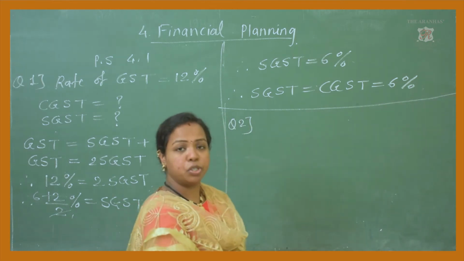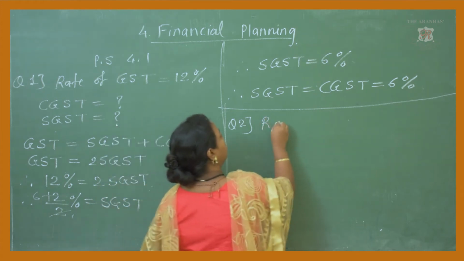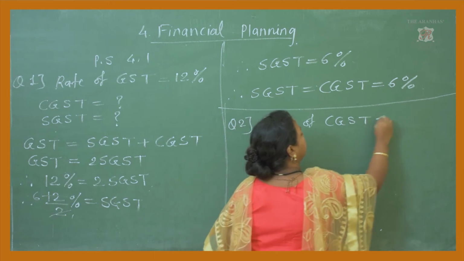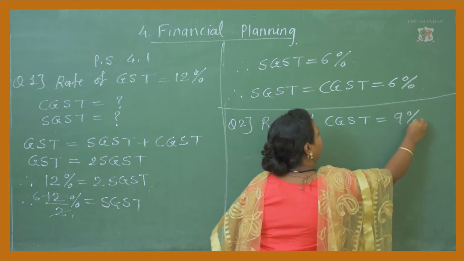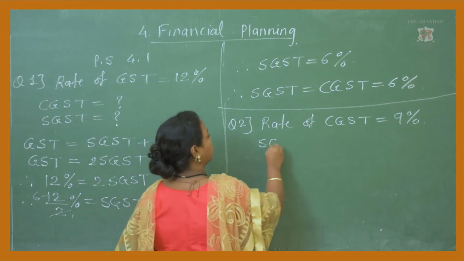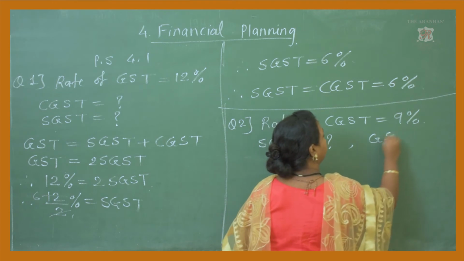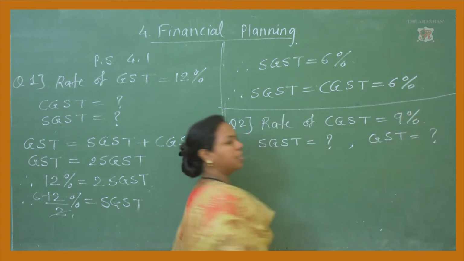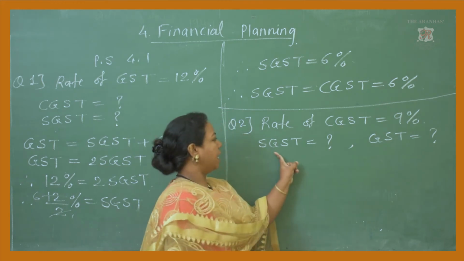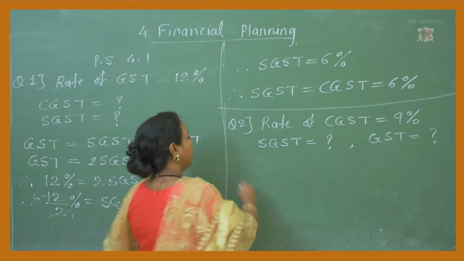For question number 2, first of all, write what is given. CGST rate is given. It is 9%. And what we have to calculate? It is SGST and GST. Now see that. We know the relation: CGST rate and SGST rate are both equal. So obviously SGST will be 9%.